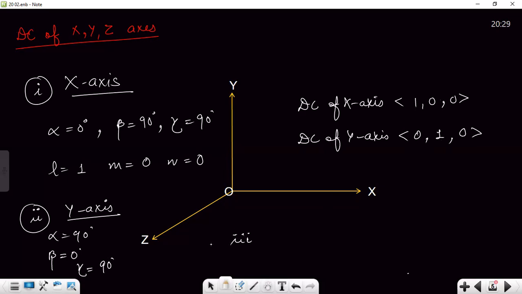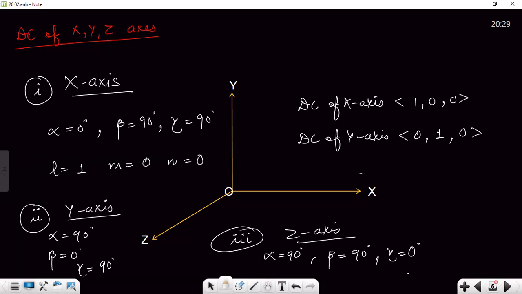Now let's talk about the z-axis. The angle that z-axis is making with the x-axis is 90 degrees. The angle made with y-axis is again 90 degrees. The angle made by z-axis with itself is 0 degrees. So the direction cosines of z-axis are cos 90, 0, cos 90, 0, cos 0, 1. This is a previous year question.